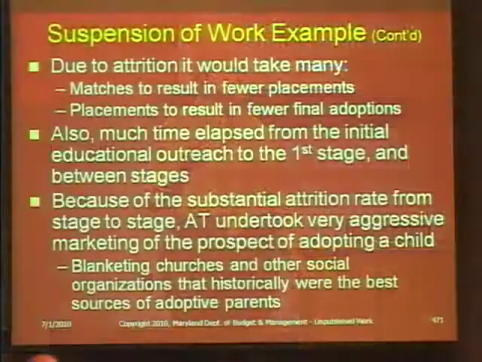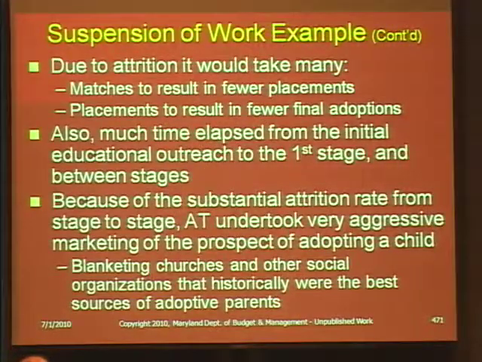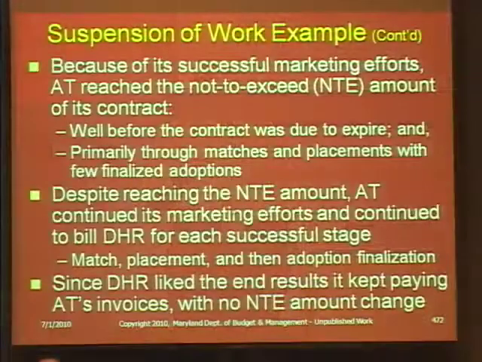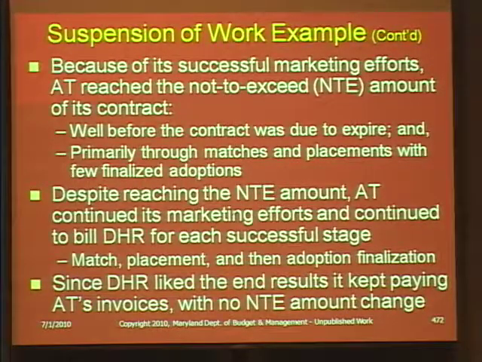Because of the substantial attrition rate from stage to stage, Adoptions Together undertook a very aggressive marketing of the prospect of adopting a child, blanketing churches and other social organizations that historically were the best sources of adoptive parents. Because of its successful marketing efforts, Adoptions Together reached the not-to-exceed contract amount of its contract well before the contract was due to expire, and primarily through matches and placements, with few actually getting to a finalization as of that point in time.